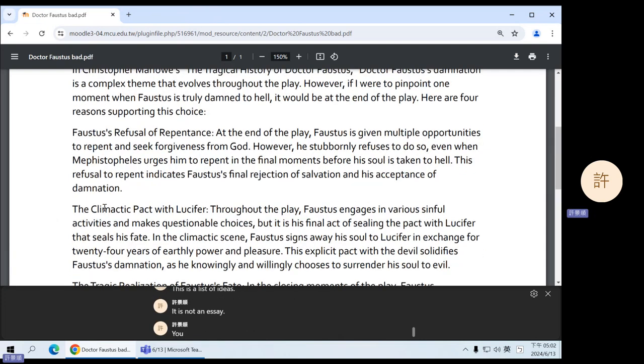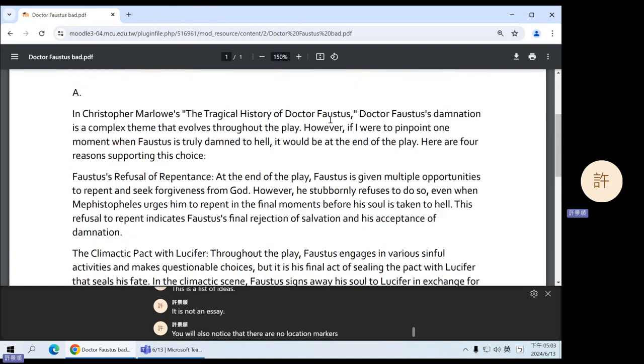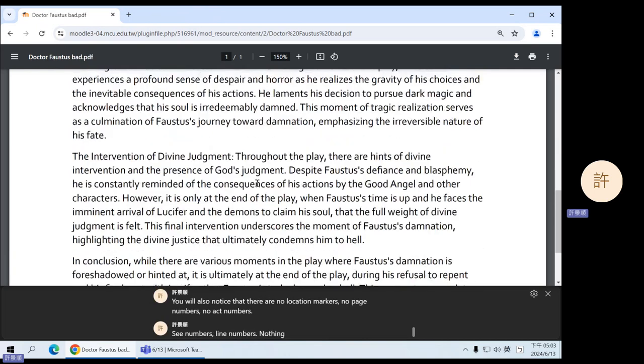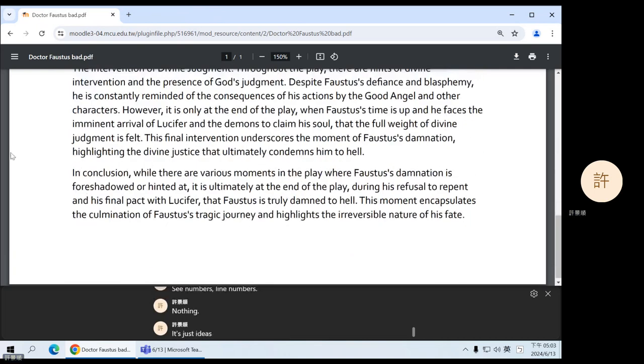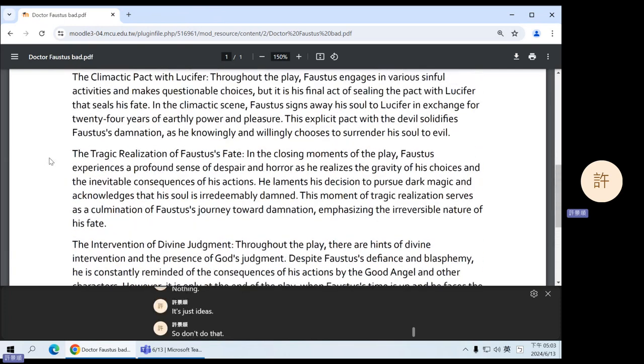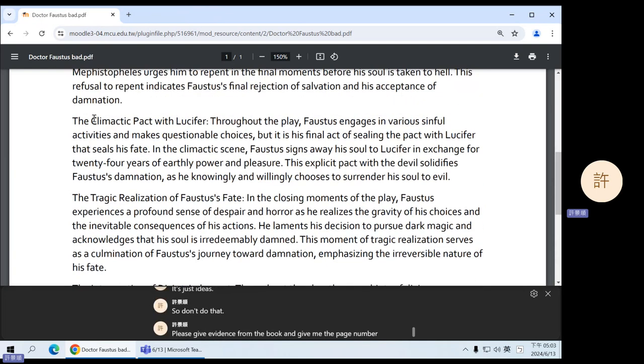You will also notice that there are no location markers, no page numbers, no act numbers, scene numbers, line numbers, nothing. It's just ideas. So don't do that. Please give evidence from the book and give me the page number. And don't give me these subtitles, right? Turn it into a complete, coherent essay. 这样听懂吗? Questions?